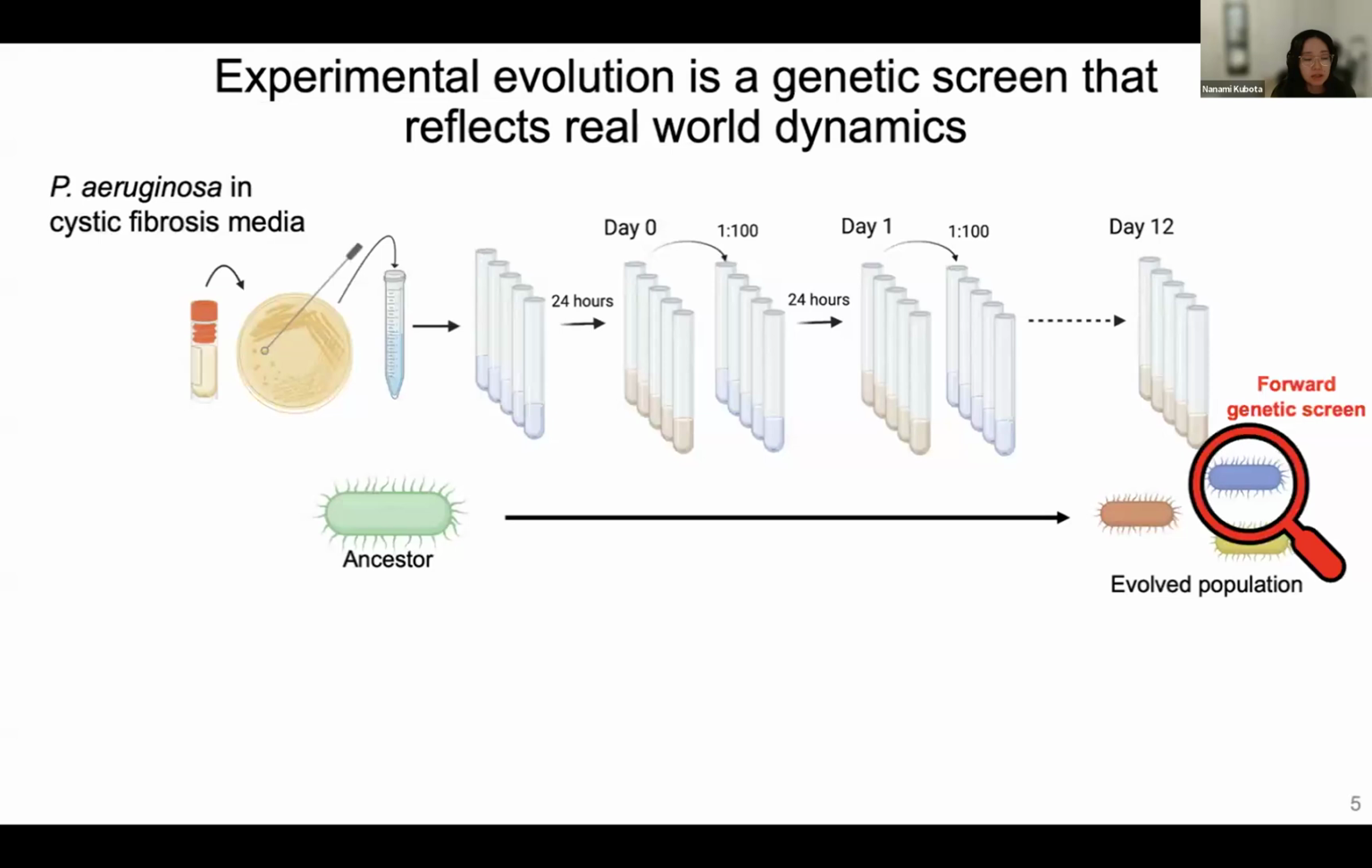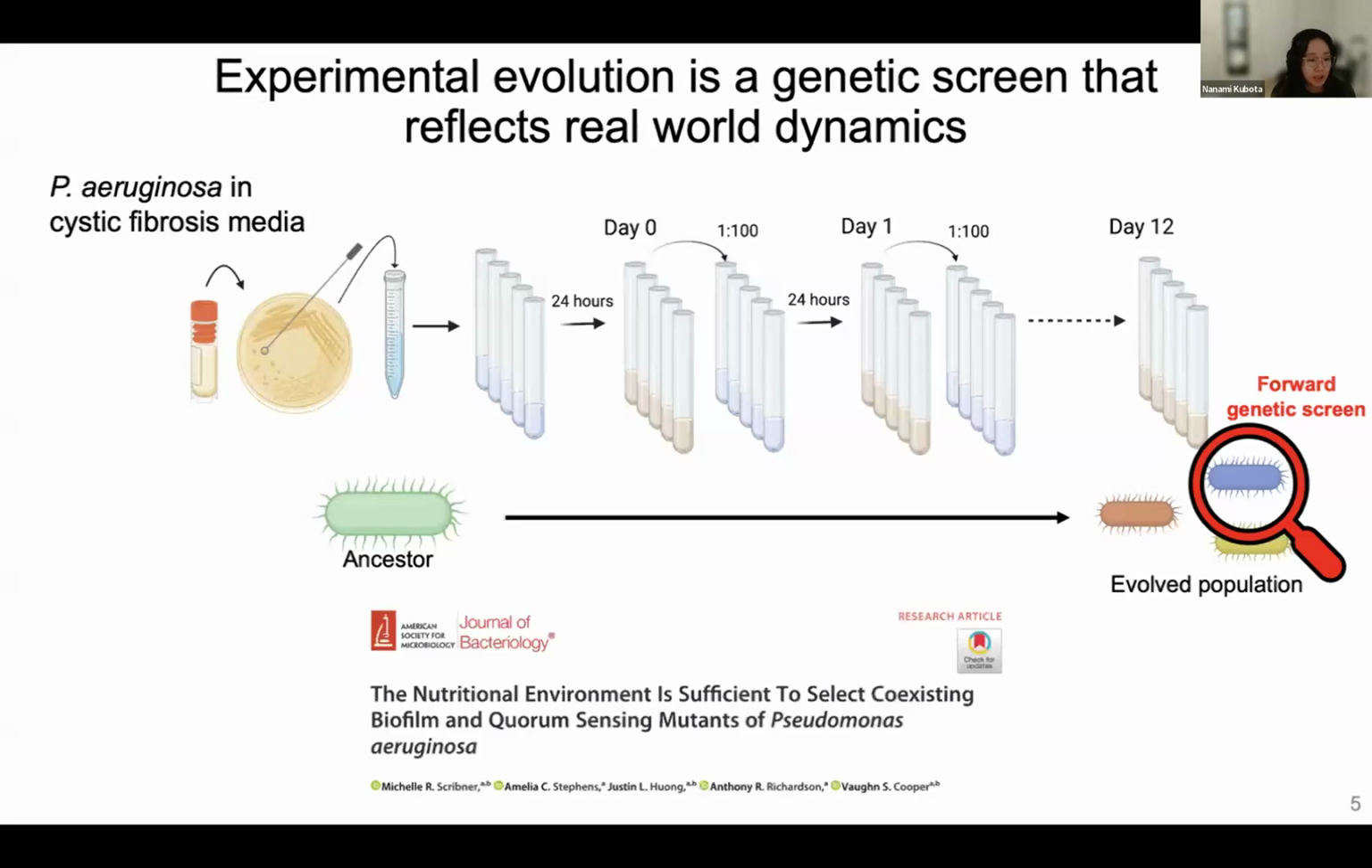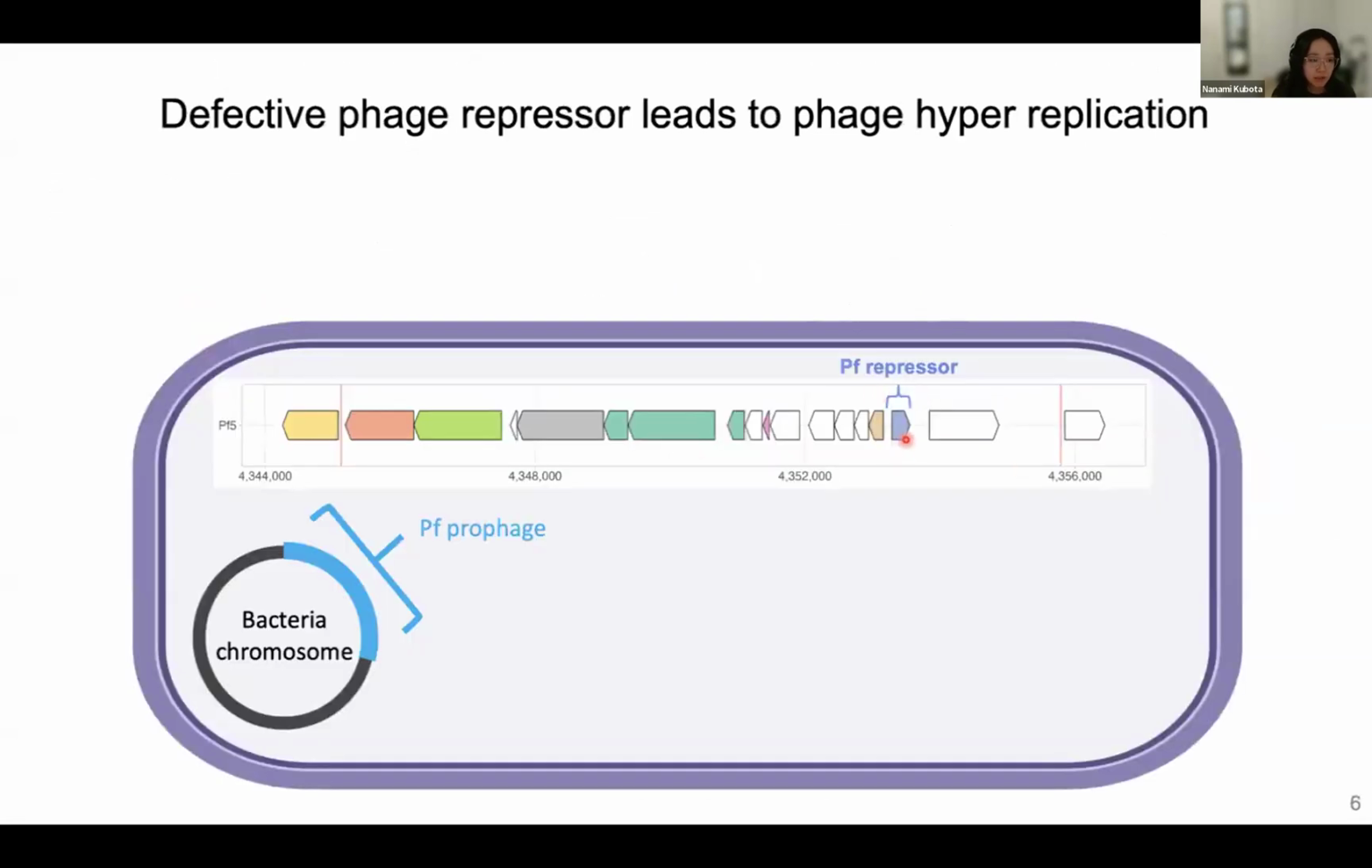This evolution experiment acts as a forward genetic screen, so we can identify mutations and genes that are important for the bacteria adapting to such an environment. Our lab has published in the past to show that nutrient availability can select for clinically relevant adaptation. Today I won't be talking about this study. I'll be talking about a new discovery we made, which was a mutation within the PF repressor gene.